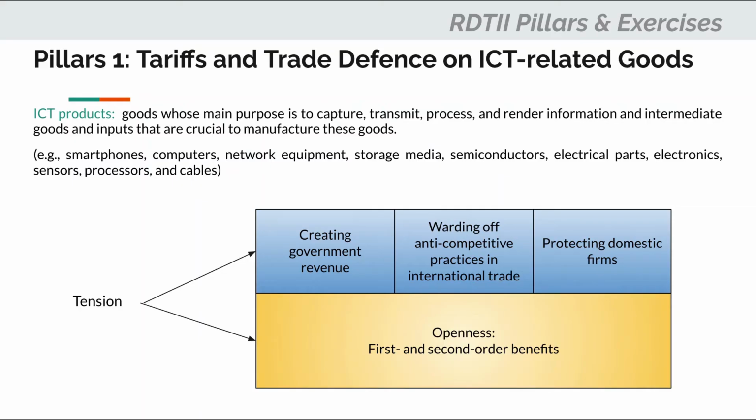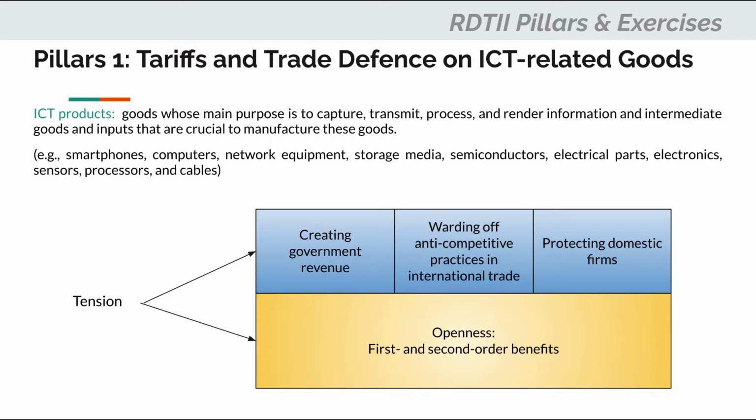Pillar 1 covers tariffs and trade defense measures applied to interregional imports of ICT goods. ICT products or goods are goods whose main purpose is to capture, transmit, process, and render information, and intermediate goods and inputs that are crucial to manufacture these goods. Examples include smartphones, computers, network equipment, storage media, semiconductors, electrical parts, electronics, sensors, processors, and cables.